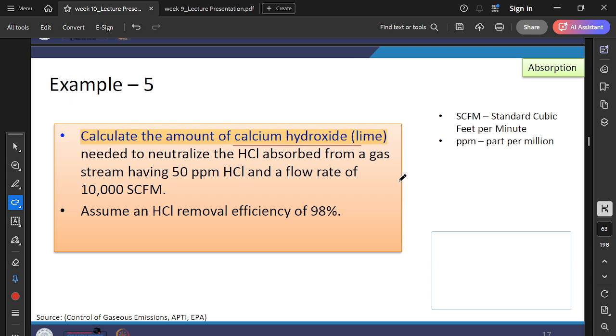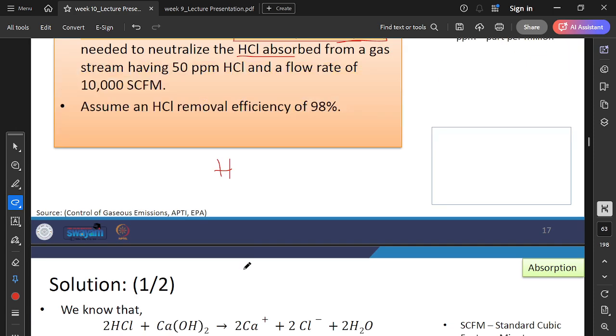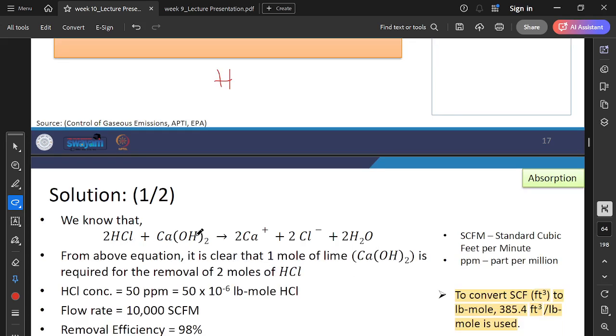Calculate the amount of calcium hydroxide required. Because whenever the pollutant is absorbed in the water, it will increase the acidity, so I need some alkalinity. How much alkalinity is required? That can be provided with calcium hydroxide. So what's the formula? Because I am neutralizing HCl, the equation will be 2HCl plus Ca(OH)2 gives CaCl2 plus 2H2O. That will be your formula. So 2 moles of HCl acid require 1 mole of calcium hydroxide. That is the alkalinity requirement, to get calcium, 2 chlorides, and 2 water.